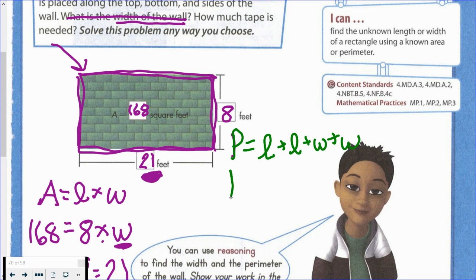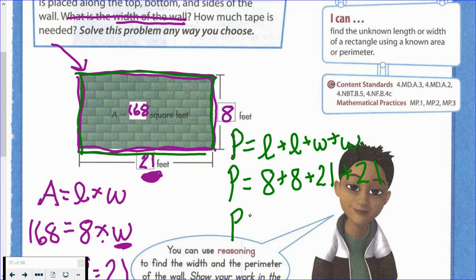Well, we don't know the perimeter, so let's keep that as P. We do know the length. The length is 8 feet on this side, plus another 8 feet on that side. And now we know the width across the bottom is 21, and the width across the top is 21. So grab a calculator, add up all of those numbers, and that will tell you the final answer of the perimeter. Okay, so we're adding on our calculators 8 plus 8 plus 21 plus 21.